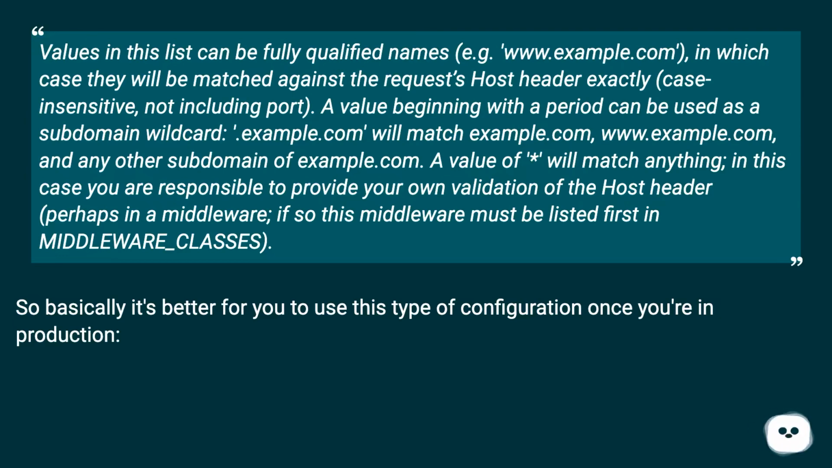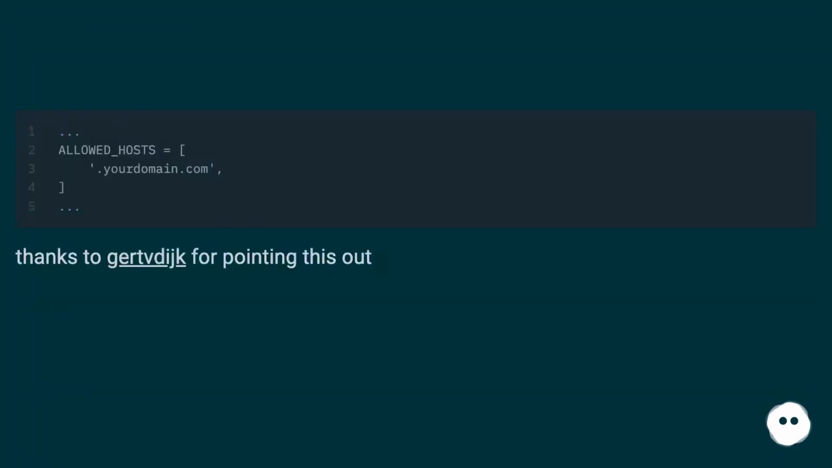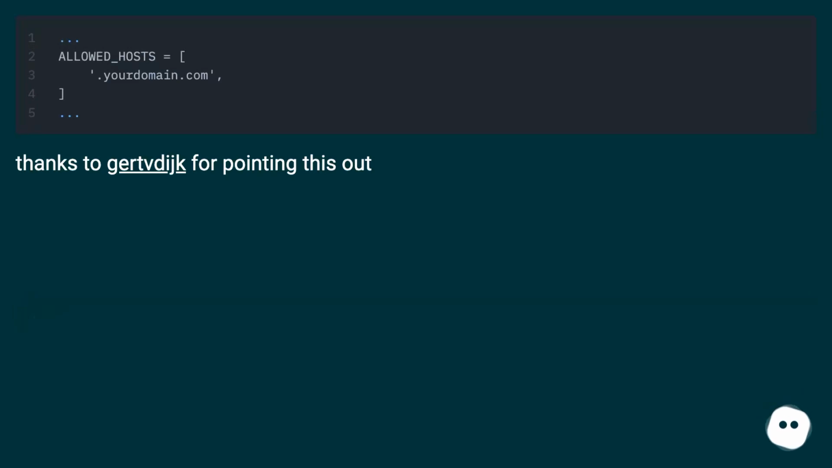A value of asterisk will match anything. In this case, you are responsible to provide your own validation of the host header, perhaps in a middleware. If so, this middleware must be listed first in MIDDLEWARE_CLASSES. So basically, it's better for you to use this type of configuration once you're in production. Thanks to Gertdick for pointing this out.